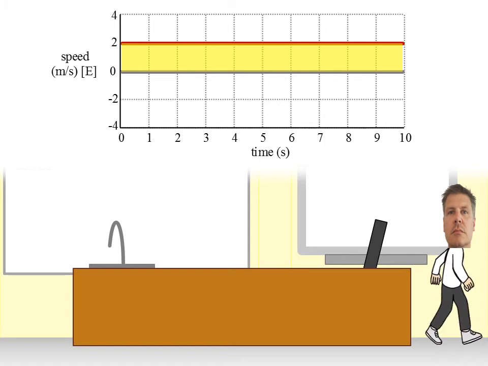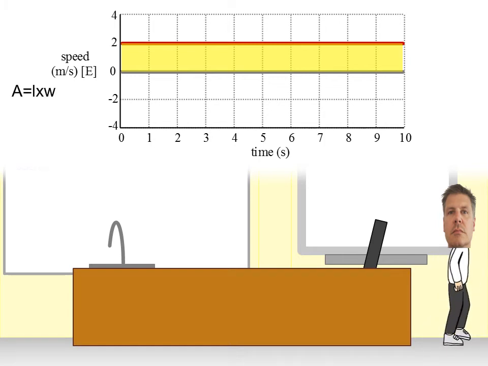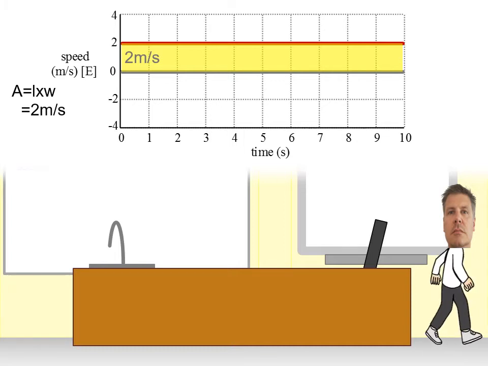And the area of a rectangle is length times width. And this rectangle has a length of 2 meters per second, because it goes from 0 to 2 on the y-axis. So our length is 2 meters per second. And the width of the rectangle goes all the way from 0 seconds to 10 seconds. So our width is 10 seconds.